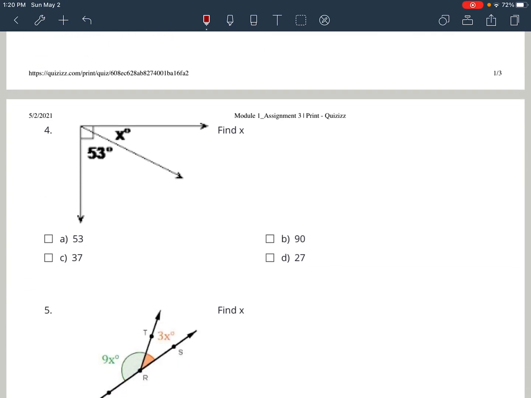So here's number 4. It says find x. You're like, it's right here. Done. That's so funny. Anyways, so remember the box. The box means 90. So it means that both of these angles have to equal 90. Well, so then I already have 53. So then 90 minus 53, that'd be 37. And the reason I'm able to do that is because of the little box. The little box there means it has to be 90 when you add them together.